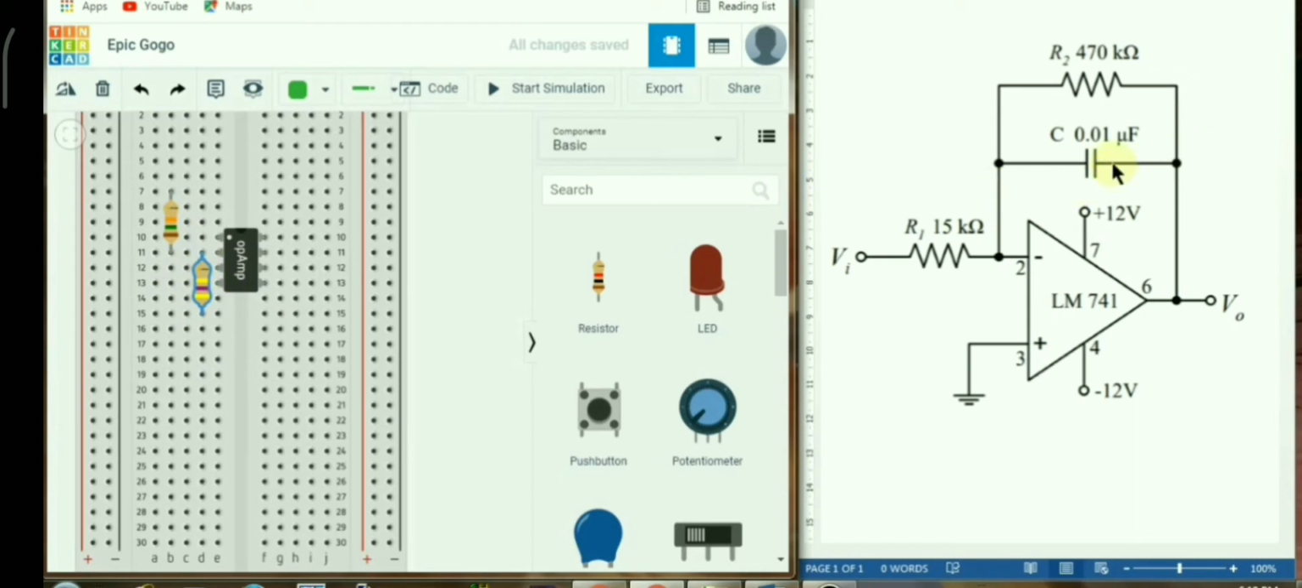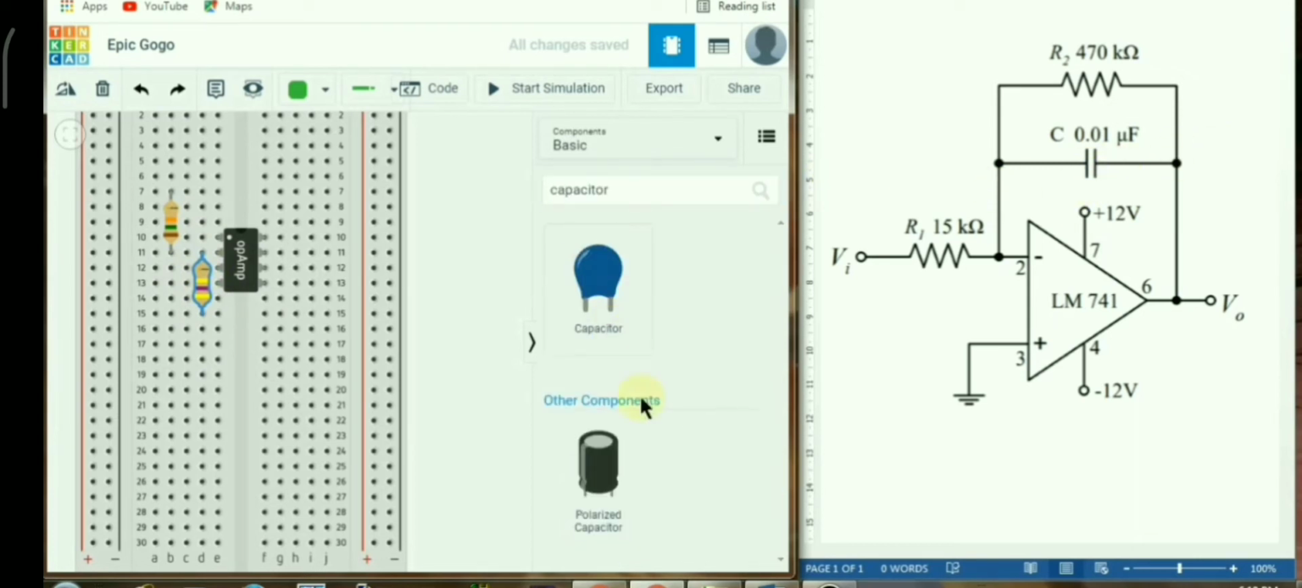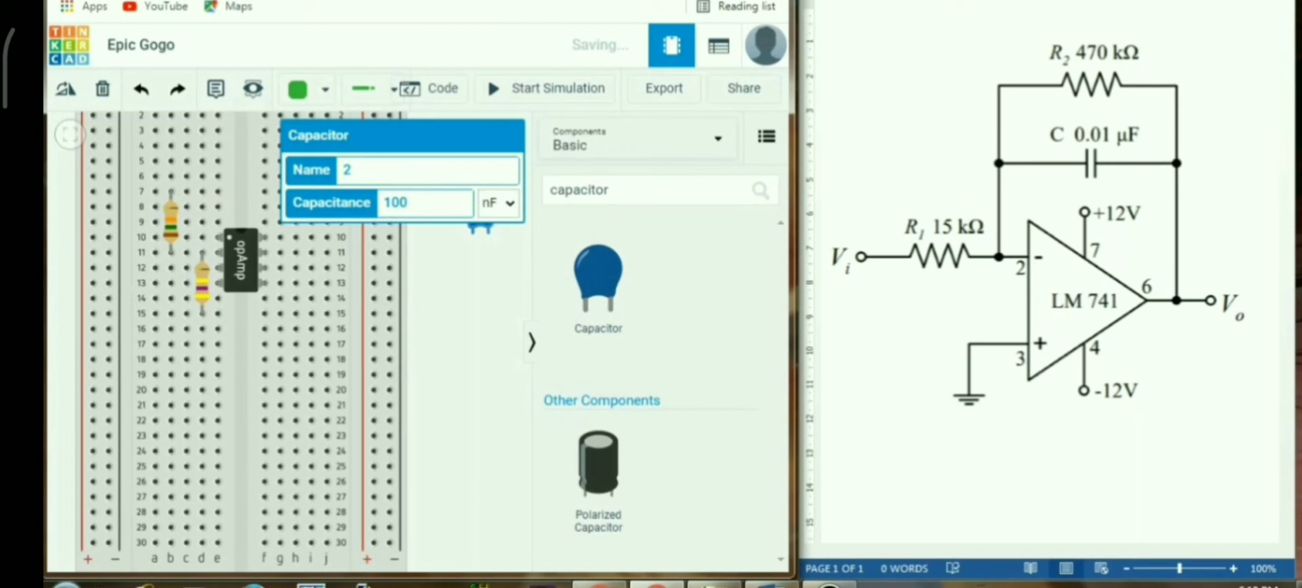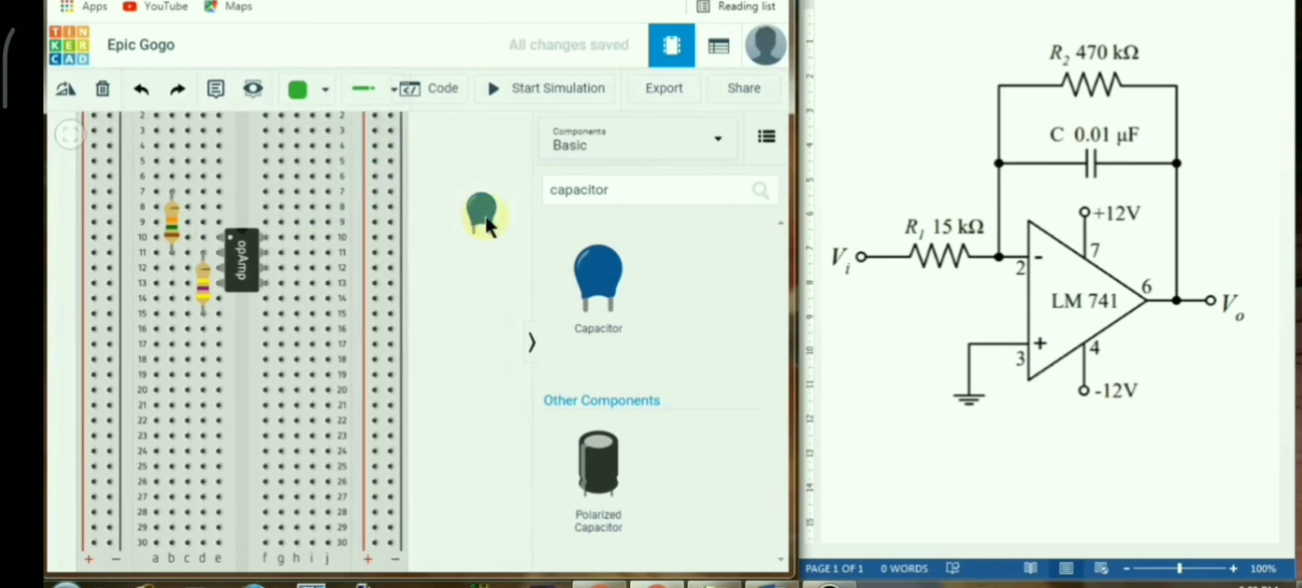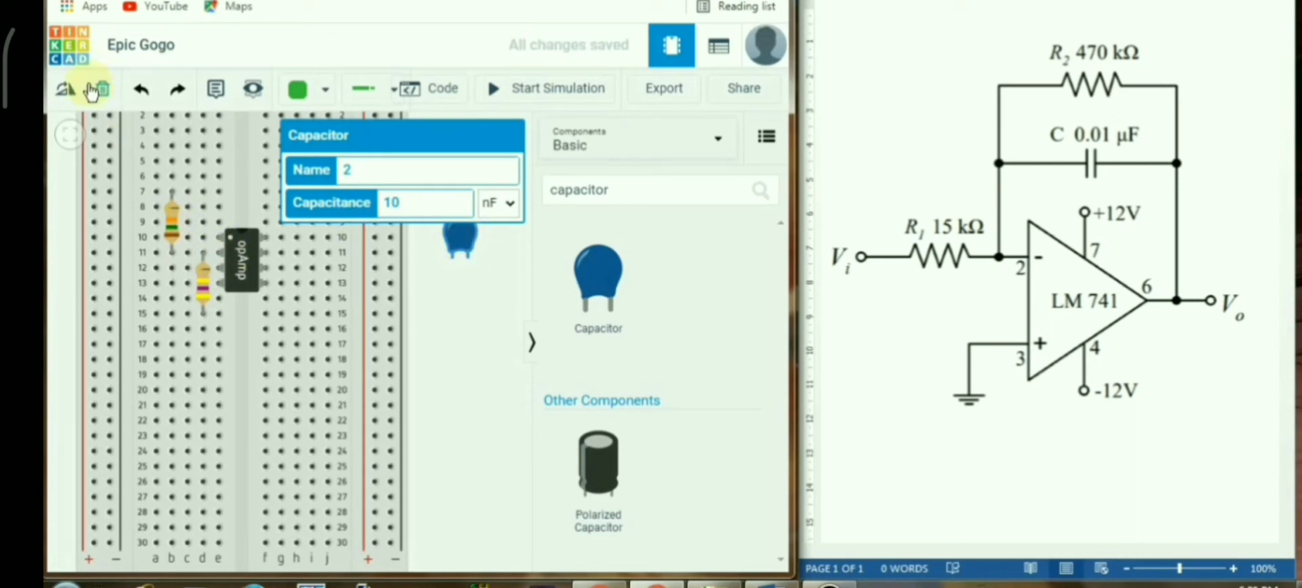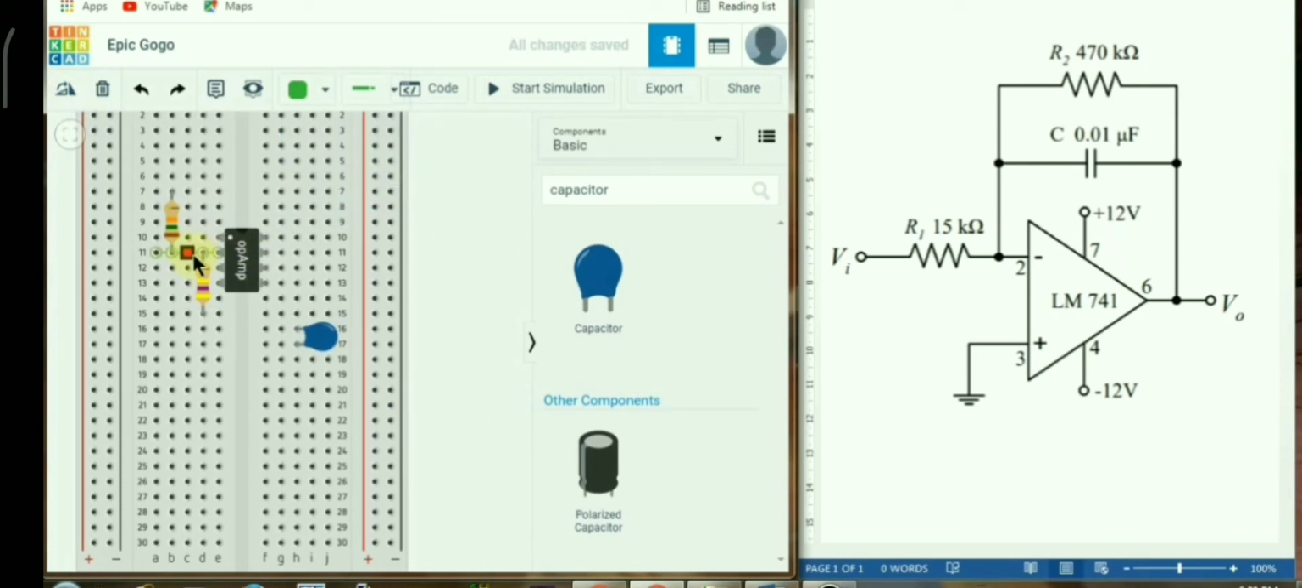Connect it to the pin number 2. Then capacitor. The value of capacitor is 0.01 microfarad, means 10 nanofarad. Therefore, we select here the value of capacitor equal to 10 nanofarad. Rotate it and place in one position.